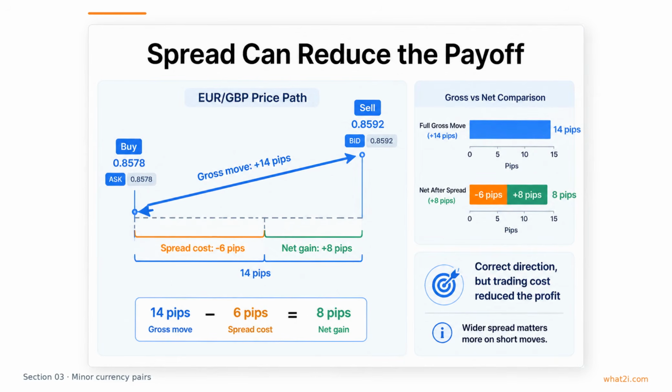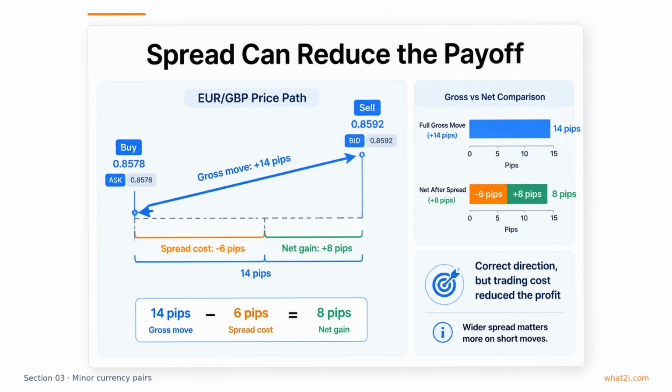This Euro/GBP example shows how trading cost can materially reduce the payoff, even when your direction is correct. Buying at 0.857378 and selling at 0.8592 gives a gross move of 14 pips. But if the total spread cost is 6 pips, the net gain is only 8 pips. That means nearly half of the move was absorbed by cost. This is especially important for shorter-term trades, where the expected move may not be much larger than the spread. With minor pairs, being right on direction is not always enough. The move also has to be large enough to overcome cost.